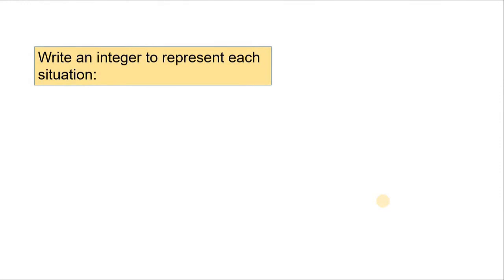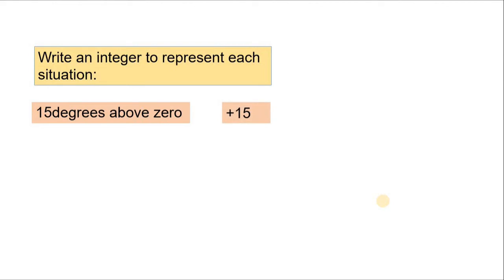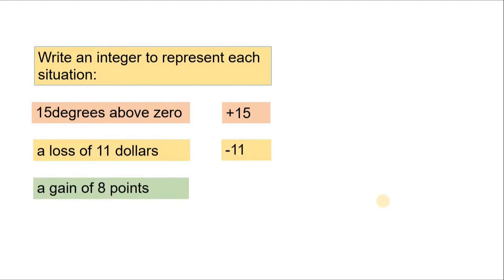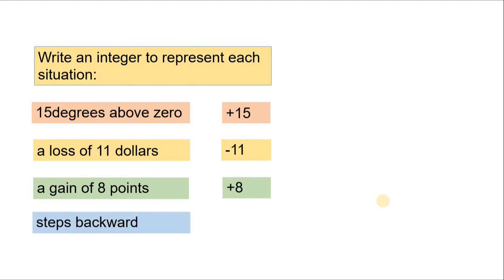So I'm going to show an example. Write an integer to represent its situation. Like for example, you have 15 degrees above 0. So just imagine the number line in a vertical way. So 15 degrees above 0, that is positive 15. A loss of $11. So now, wala ka nang $11, we have negative 11. A gain of 8 points, that is positive 8. 3 steps backward, that is negative 3.